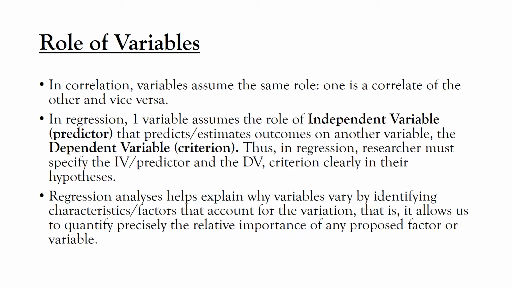Now in regression, you need to be more precise, and you need to identify the role of the two variables that you are analyzing. So one variable must assume the role of an independent variable or the predictor. Usually this is your X that will predict or estimate the outcomes on another variable, the scores on the dependent variable, or DV, which is your criterion. So thus in regression, at the onset, the researcher must specify which is the predictor and which is the criterion. And they do that in stating their hypothesis. So there. Regression analysis helps explain why variables vary by identifying characteristics or factors that account for the variation.